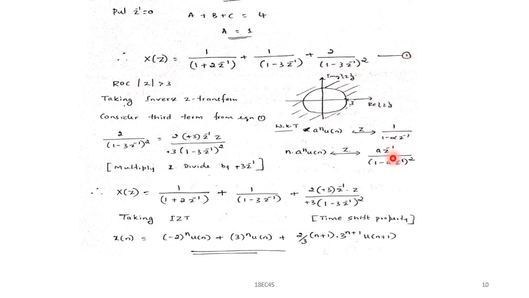Okay. If I bring this third term to a standard form, then I can take the inverse transform directly. So to obtain that, you take this particular term separately first. Consider the third term from equation 1, which is 2 divided by (1 minus 3Z inverse) whole square. Now I'll multiply and divide by 3Z inverse.